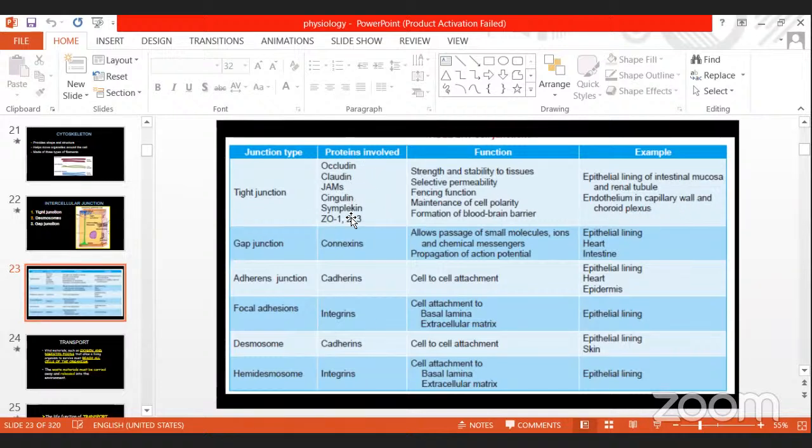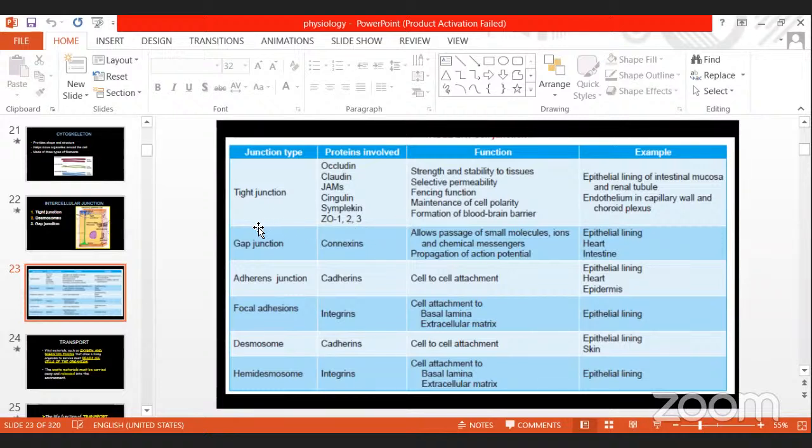We have to remember the proteins involved in the tight junction. They are occludin, claudin, JAM, cingulin, symplekin, and ZO-1, 2, 3. So the major proteins involved are occludin and claudin. Even JAM and cingulin are important, but mostly we will remember occludin and claudin.